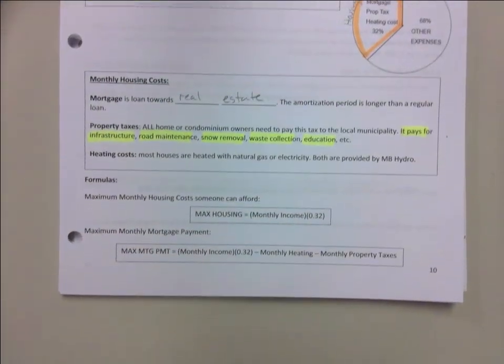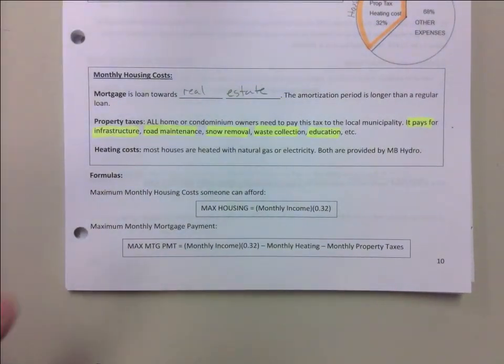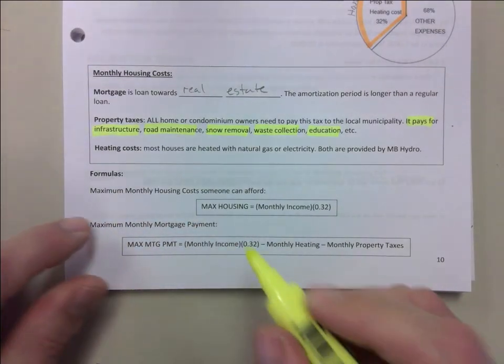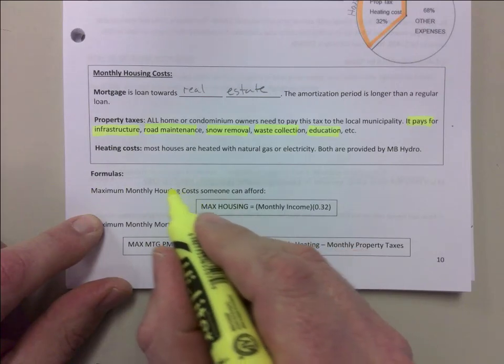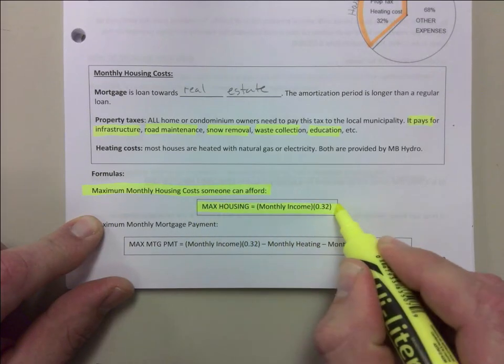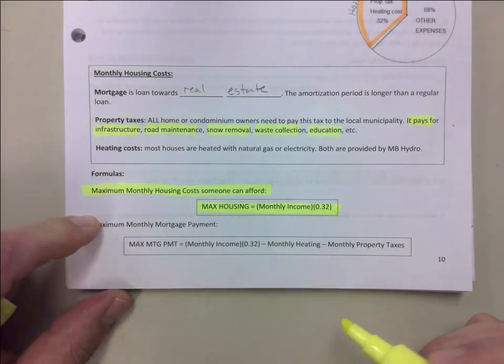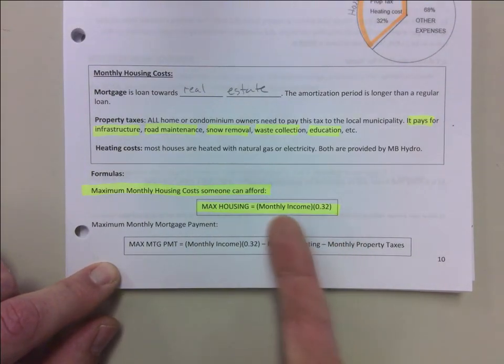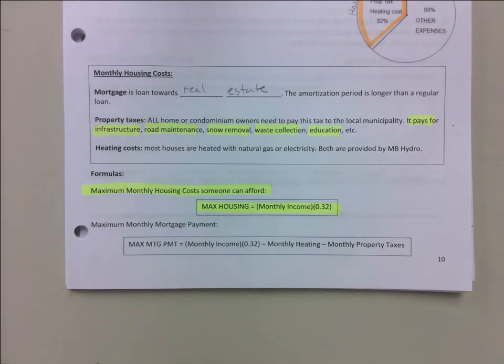Next. If the question ever asks you what's the maximum housing cost that you can afford, the maximum housing cost that someone can afford, you use that formula right there. It's only 32% of your monthly income. That's all you can afford on housing in general.